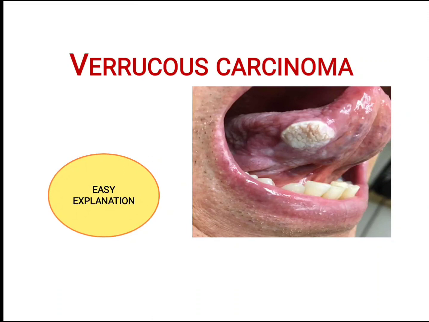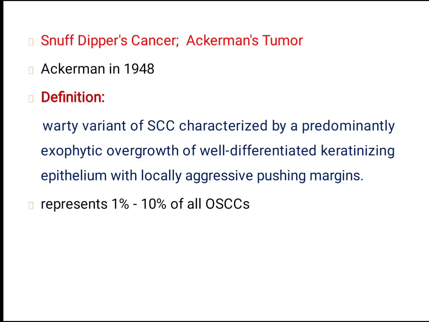So in this video we'll be talking about verrucous carcinoma. Verrucous carcinoma is also known as snuff dipper's cancer or Ackerman's tumor. It is known as Ackerman's tumor because it was named by Ackerman in the year 1948. Now coming to the definition of verrucous carcinoma.